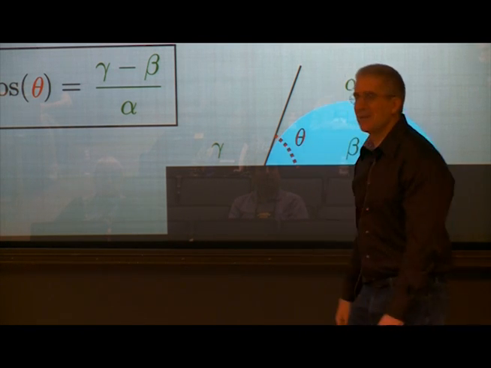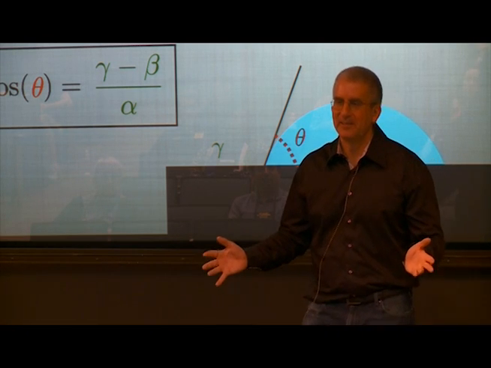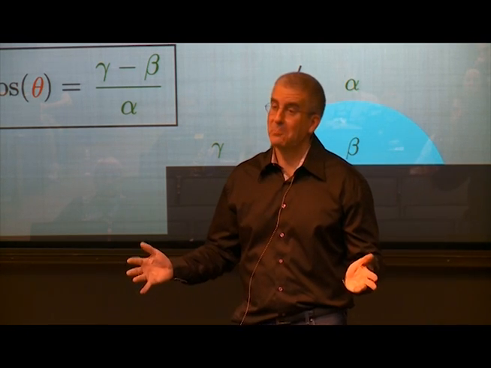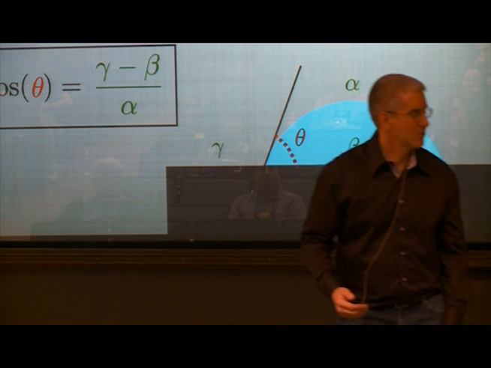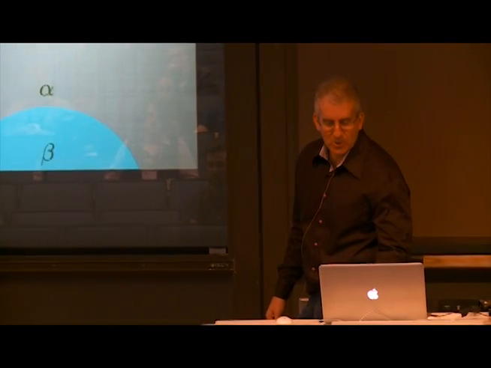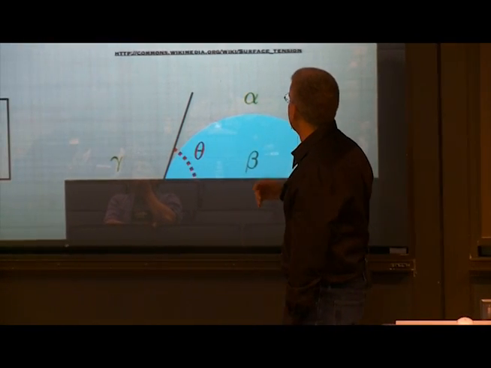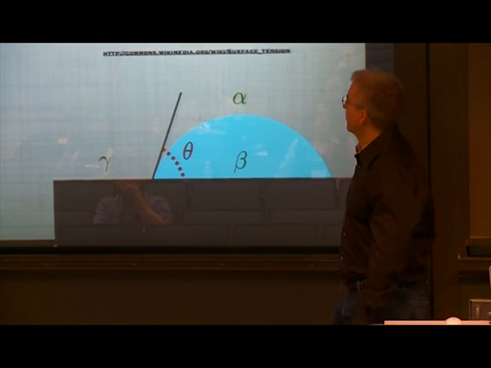Now, somebody says, well, there are some assumptions built in there. Cosine theta is between 1 and negative 1. So this is the case as long as the magnitude of gamma minus beta is less than alpha. When that holds true, we get these droplets that hold spherical caps.